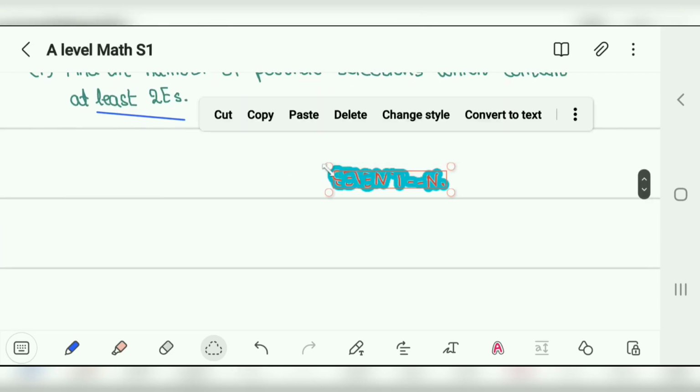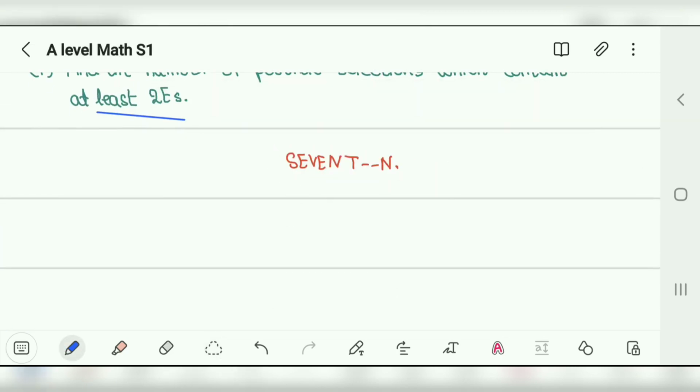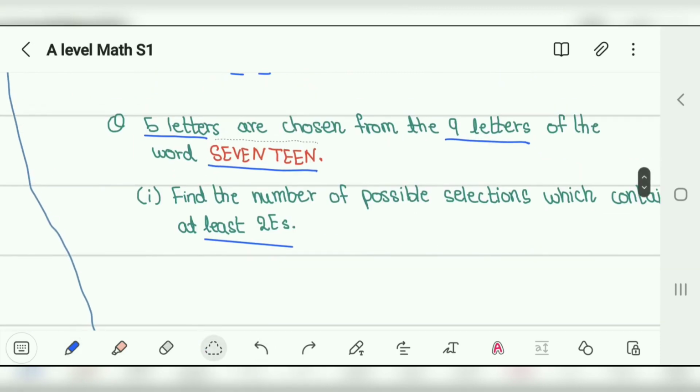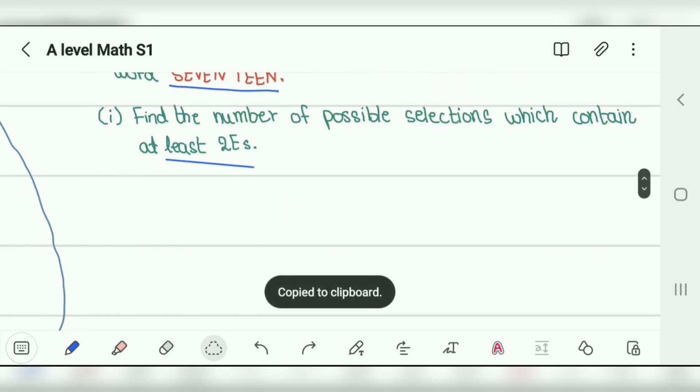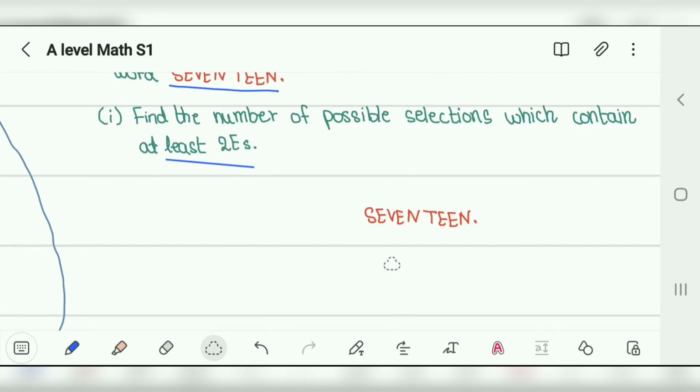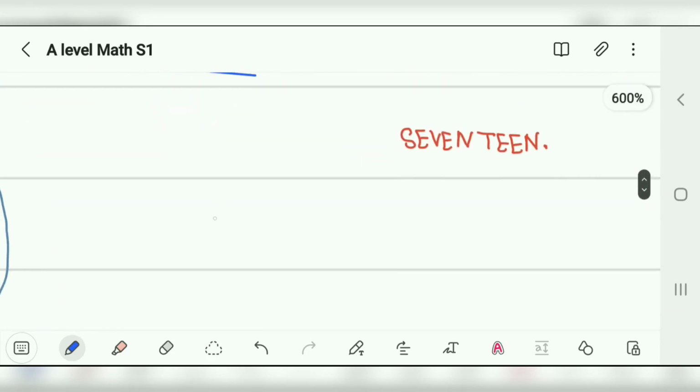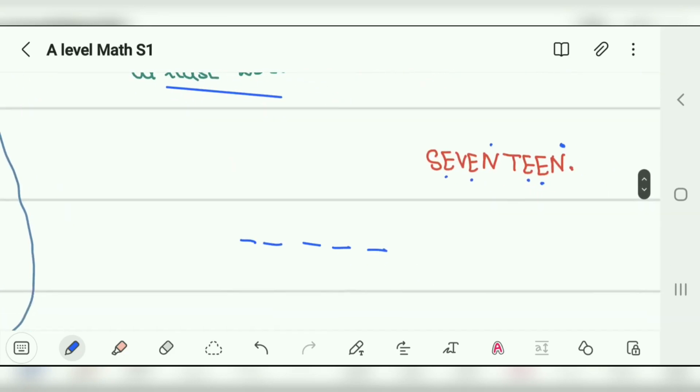So let's just do it. Let's do this again. I think I've got it. Okay, so 5 letters. Taking 5 letters from this word. There are repetitions. It says at least 2 E's. It must have at least 2 E's.